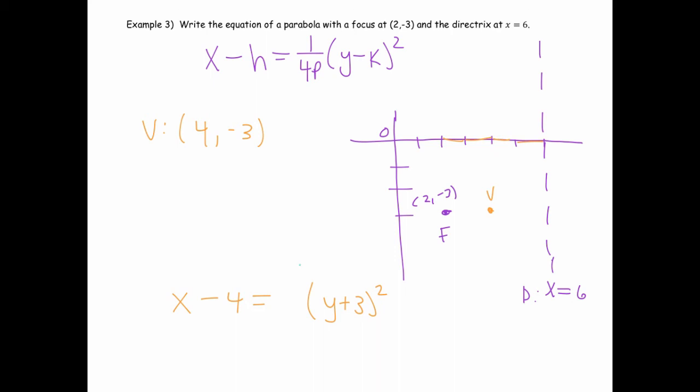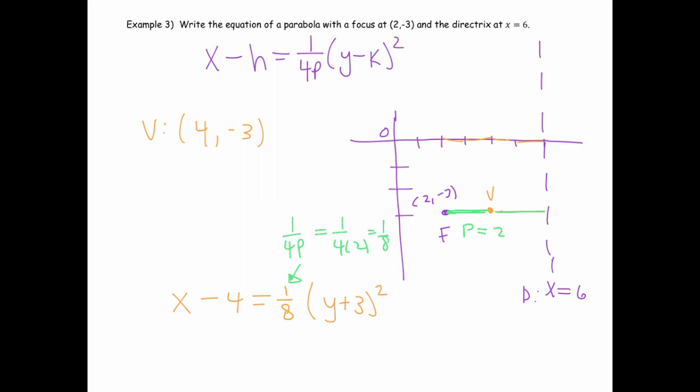Now in order to find the value here, we know that's 1 over 4p, where p is the focal length. I've actually got to find the focal length from the graph. But the focal length is the distance from the focus to the vertex, or from the vertex to the directrix. So it's this distance here, which we can see is a 2. So that means that this should be 1 over 4 times 2, which should be 1/8. And now I actually have the equation of my parabola.